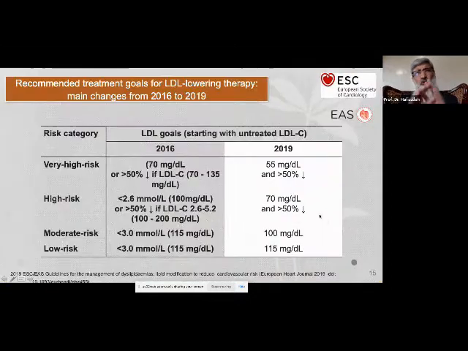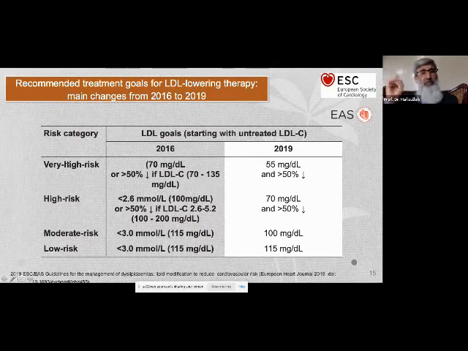So we have to look at the whole patient profile before we start giving them medications. The goals changed in 2019. Previously they were liberal, now they have become a little more strict, and I think as time goes by, perhaps they will become stricter.